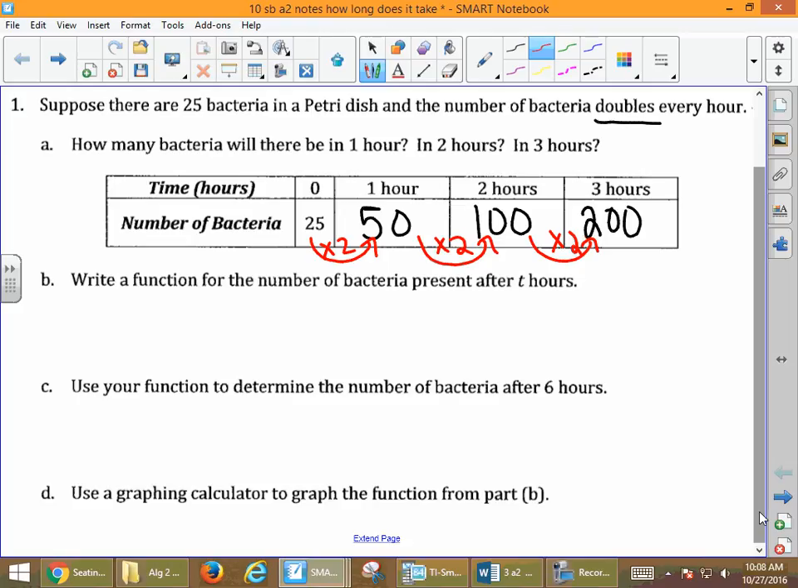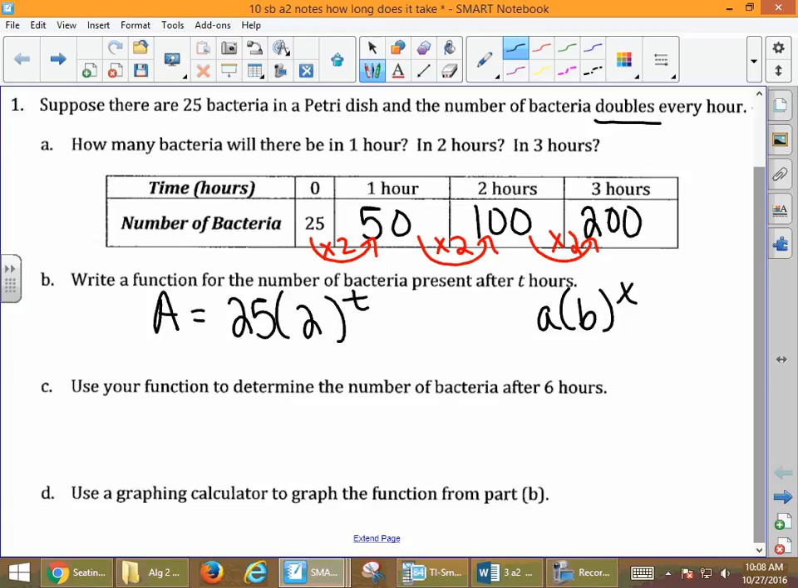Well, what did we start with? We started with, Gordon? We started with 25. And what's happening to our function? We're doubling it. So there's going to be the 2. It says write a function for the number of bacteria present after T hours. So our amount is going to be 25 times 2 to the T. If you think back to our formula, we did A times B to the X. That's what we used a little bit more than a week ago.